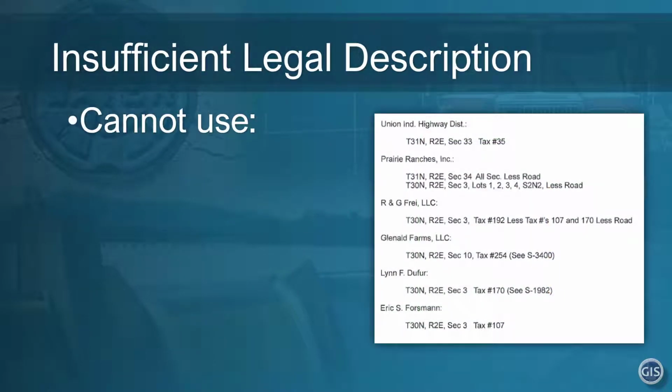Insufficient legal description. When providing a legal description, there are some types that are not sufficient. You cannot use tax numbers. Tax numbers are a kind of shorthand for a legal description, referencing deeds associated with tax numbers, and are used internally in the assessor's office.